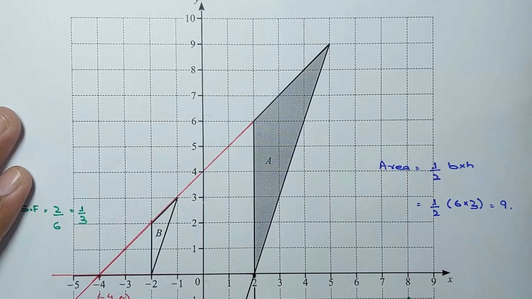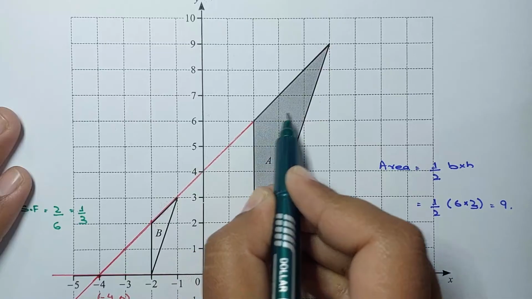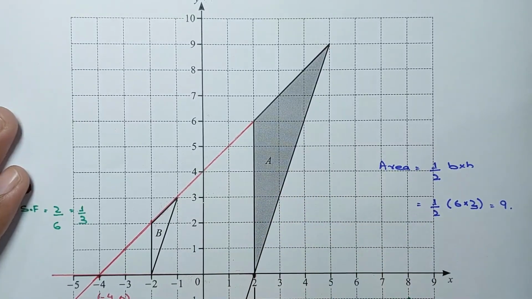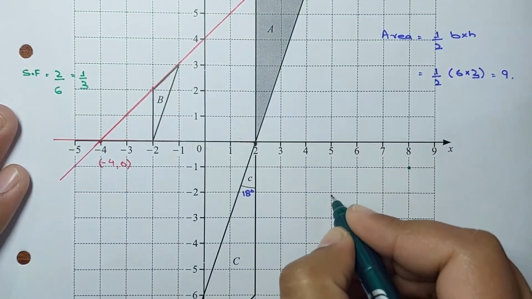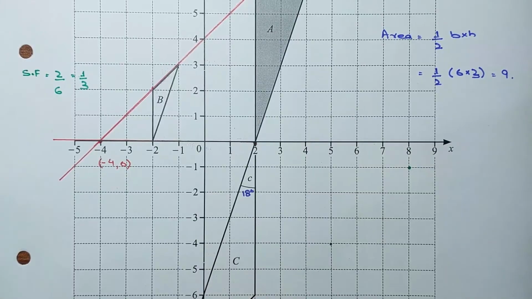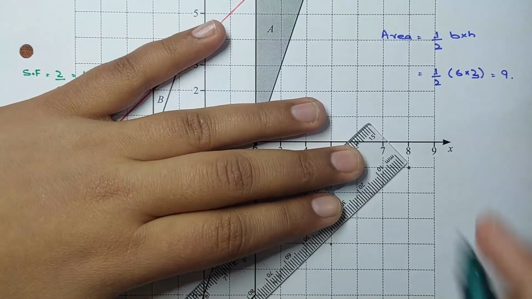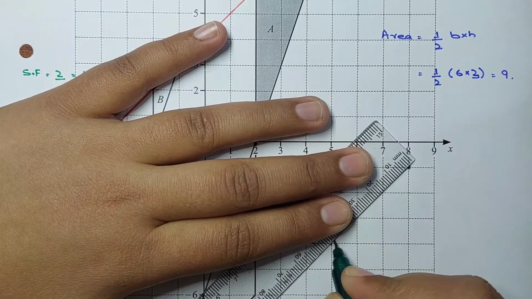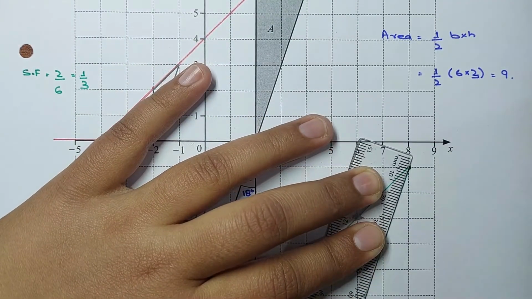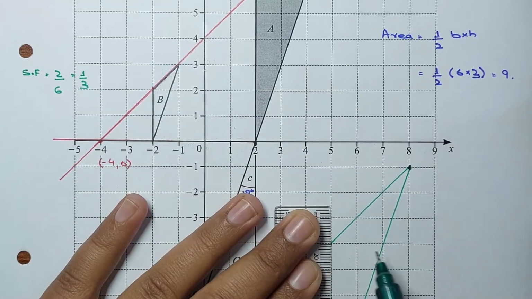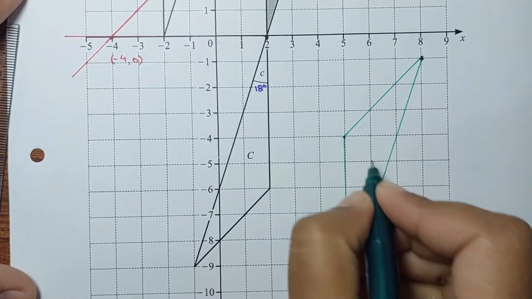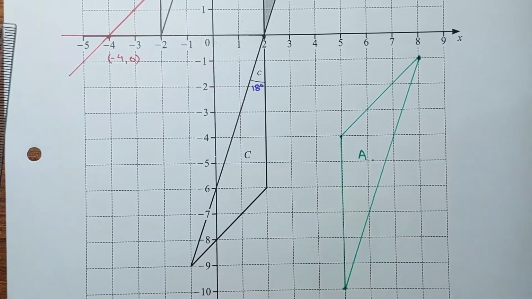8 minus 1, right? Now for this 1, 2, 3 and 1, 2, 3, 4, 5, 6, 7, 8, 9, and 10. This point is 5 and -4. Let me connect all the points to get the new triangle A. All right. This is my new triangle A.